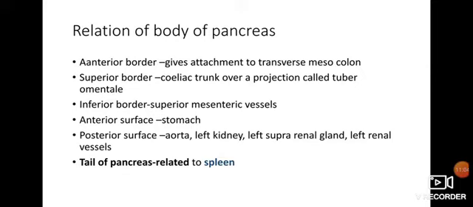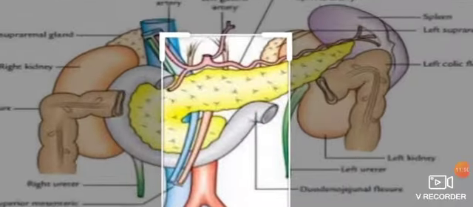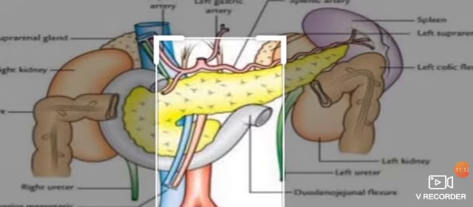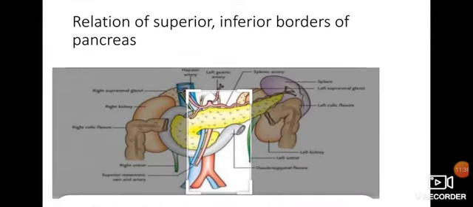Then the superior border has an artery. The superior border has a projection which is called the tuber omentale. See, there is a projection on the body along the superior border. This is called the tuber omentale, and above the tuber omentale an artery is present. That artery is the celiac trunk. This is the superior border relation. Inferiorly, again the superior mesenteric vessels. This is the inferior border. The inferior border has the superior mesenteric vein and artery. So, we have seen the superior border, inferior border, anterior border.